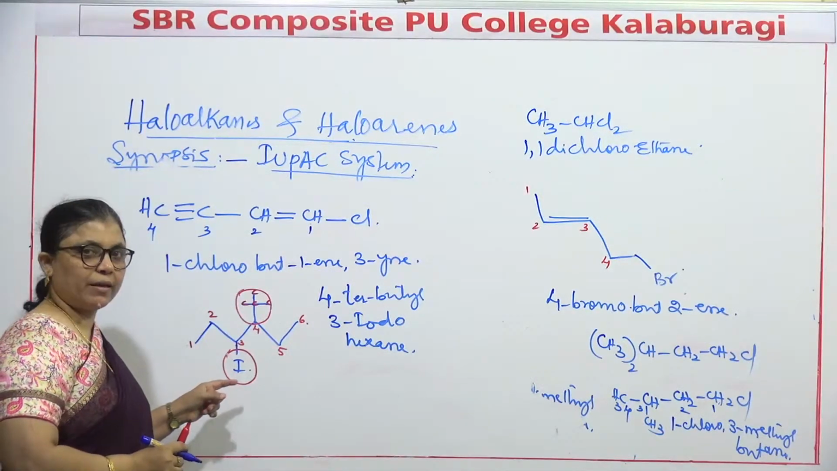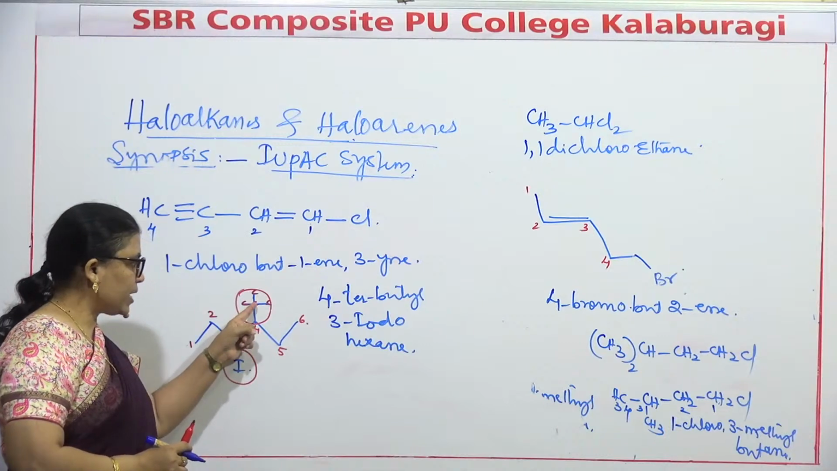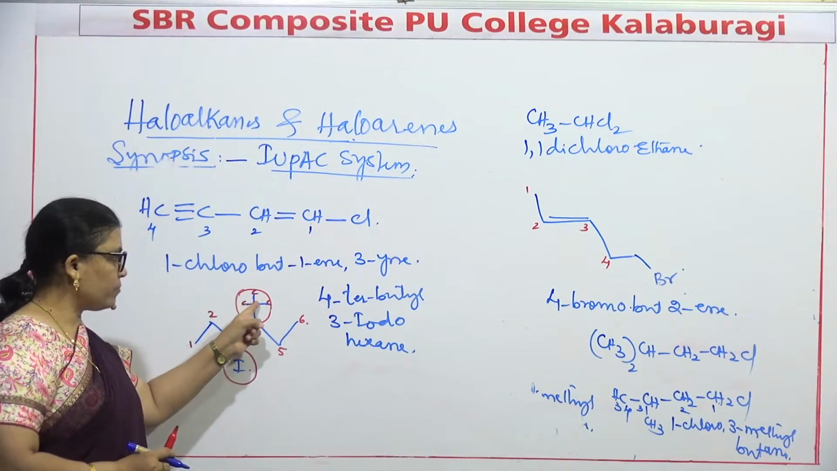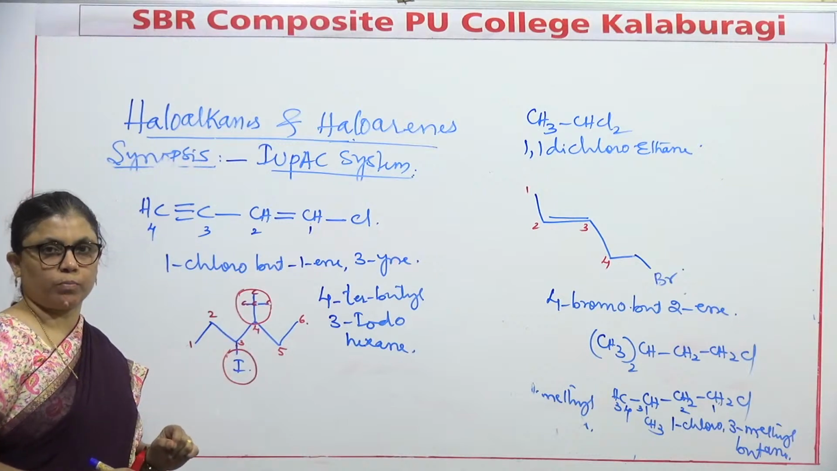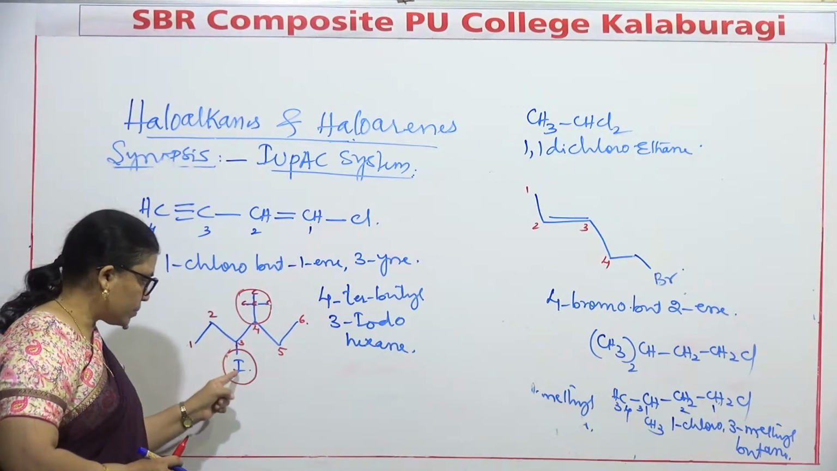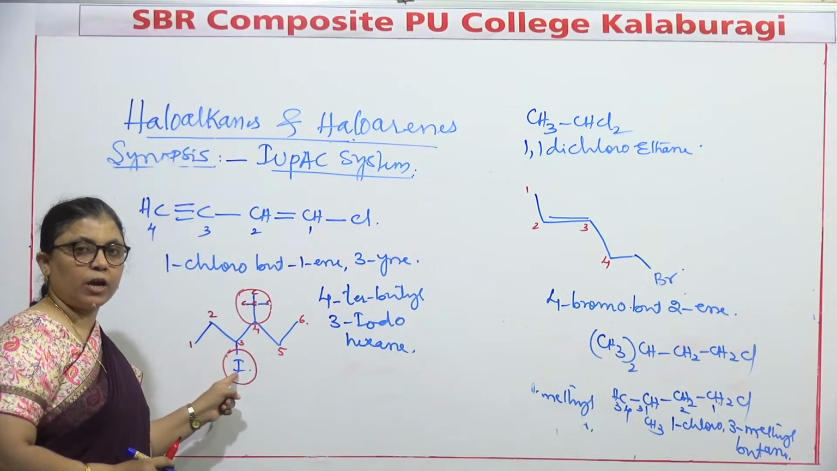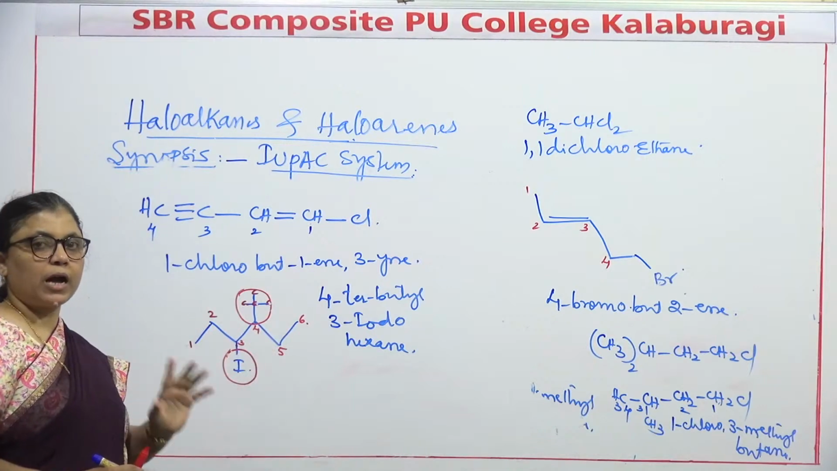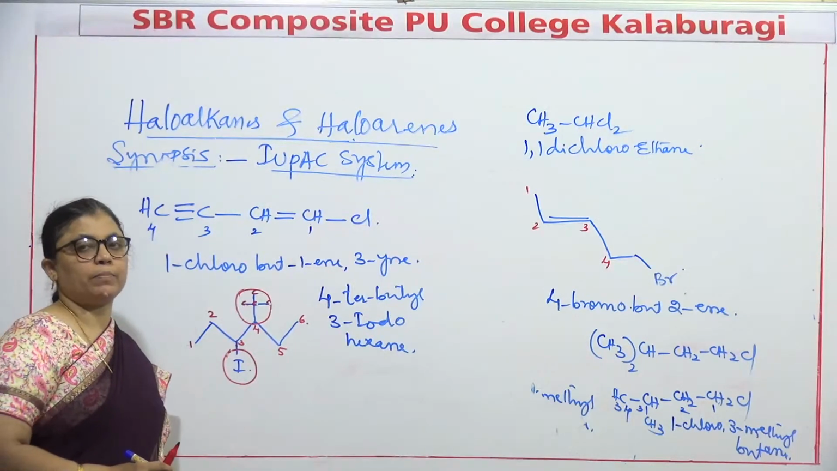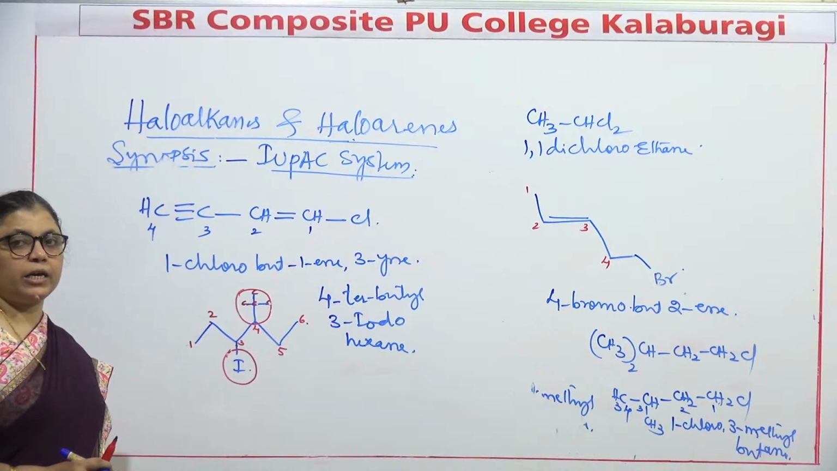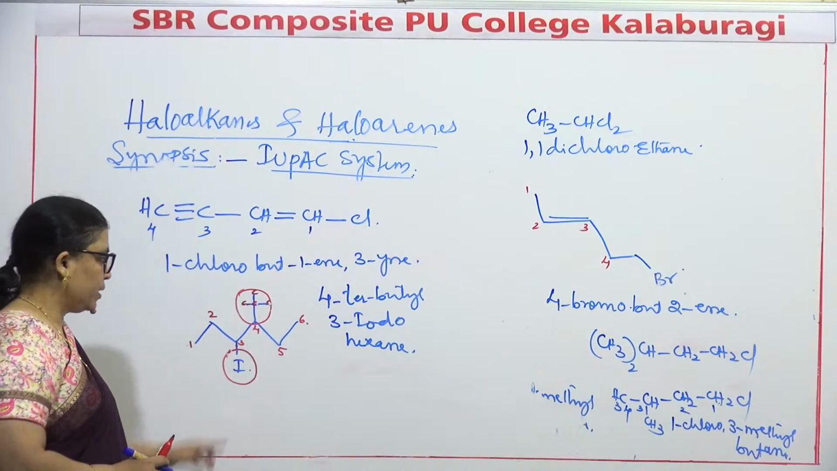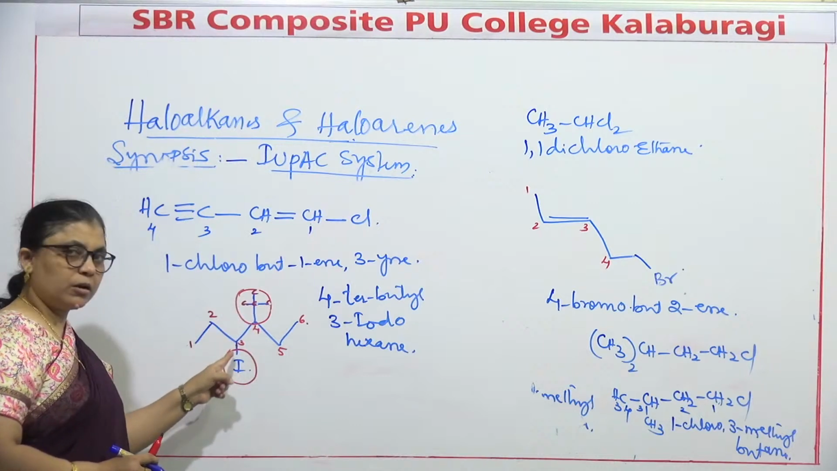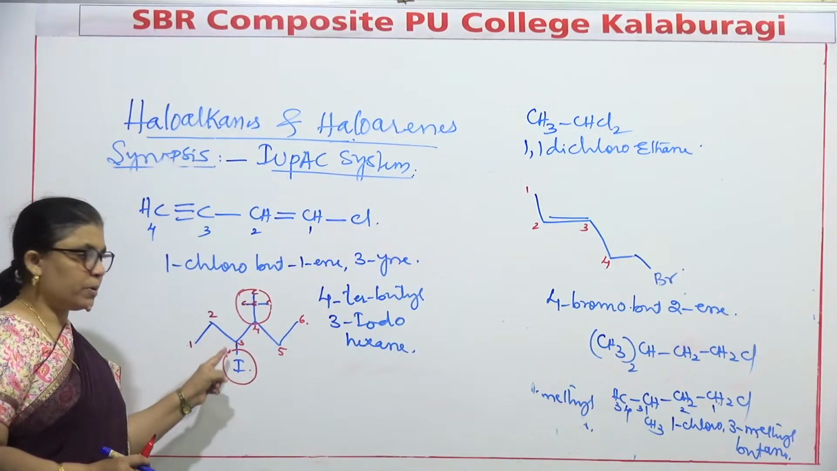Once again, I will repeat the example. At the fourth carbon atom, we are having tertiary butyl. Correct? At the third carbon atom, we are having I, that is iodo. 1, 2, 3, 4, 5, and 6. The parent chain is of 6 carbon atoms. At the fourth carbon atom, there is a tertiary butyl. At the third carbon atom, there is an iodo group.